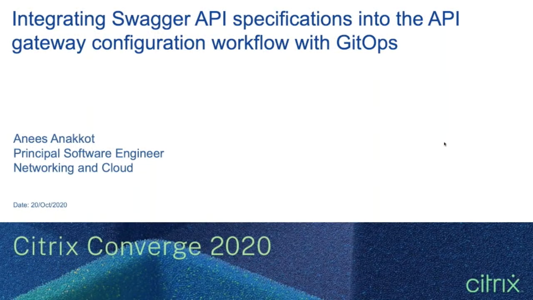Hello. So the topic we cover today is about integrating Swagger API specifications into the API gateway configuration workflow with a GitOps mechanism. In this session, we will be talking about how a developer-generated API spec document can be part of an infrastructure configuration workflow, and how we do that with a mechanism called GitOps.